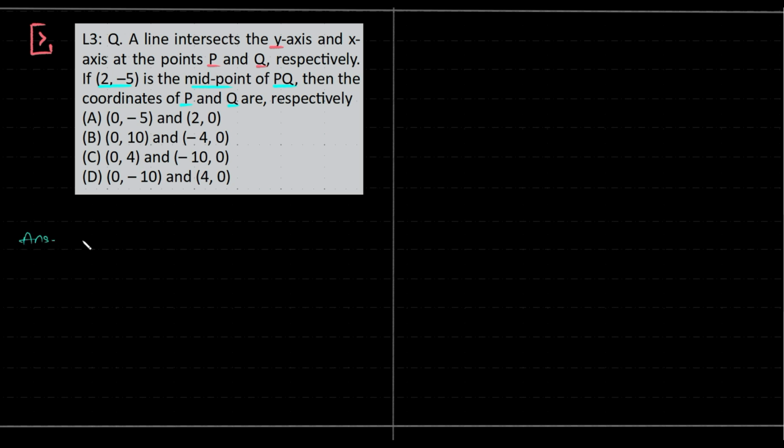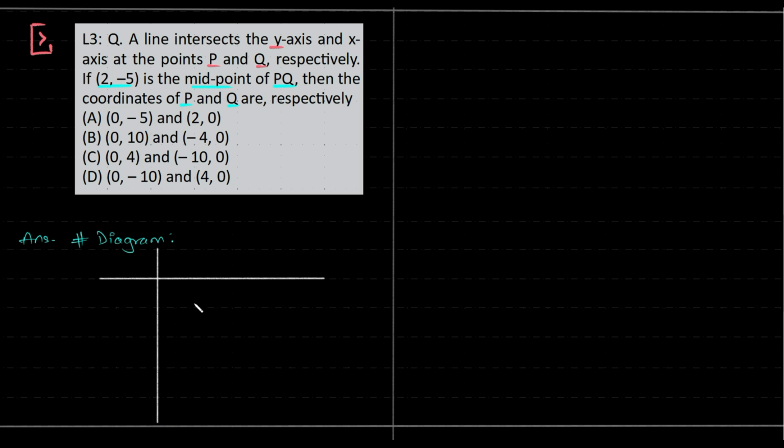So let us do this question with a diagram. You guys have to draw a diagram. It will help a lot. So instead of writing given, do this. We have (2, -5) as the midpoint. So which quadrant are we looking at? Yes, the fourth quadrant.